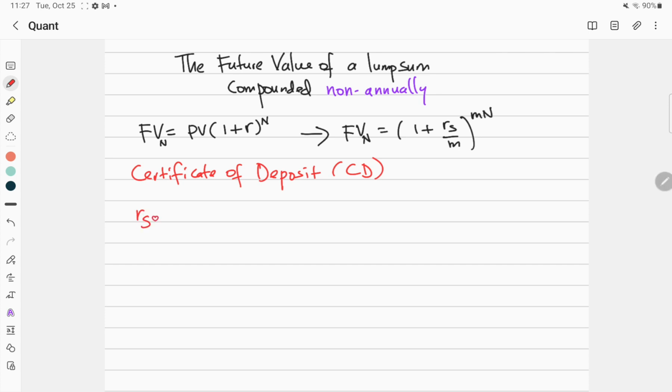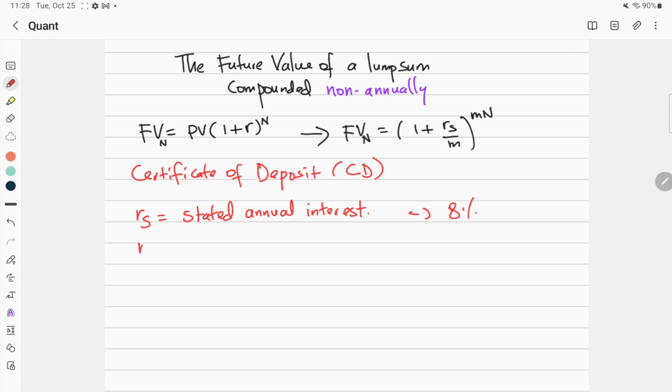So Rs is called the stated annual interest rate. A bank might come and say, we have what's called a certificate of deposit, do you want to open that account? And we pay 8% interest for that certificate of deposit. When they say 8%, they're telling you the annual interest rate. So that's the annual interest rate.